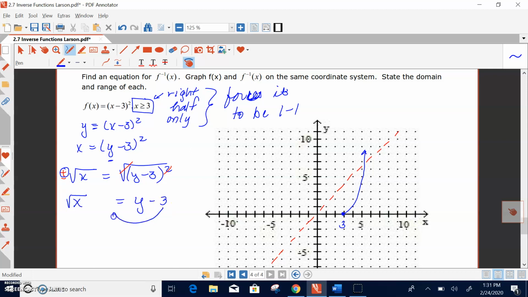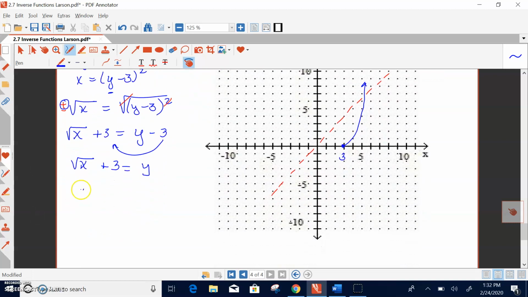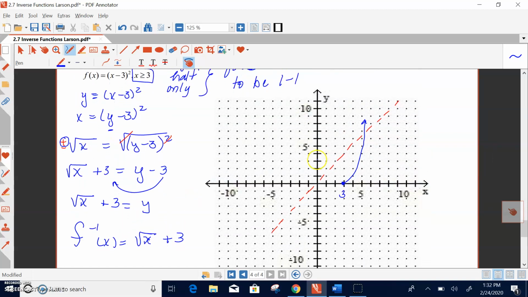To finish solving this for y, I'm going to add 3, which gives me my inverse function to be the square root of x, but the plus 3 is outside of that square root. So to write the inverse, f inverse of x is equal to the square root of x plus 3. Think about the shape of this guy. It's the arcing shape that's moved up 3 units. So it's going to be right here. It's going to look like that.